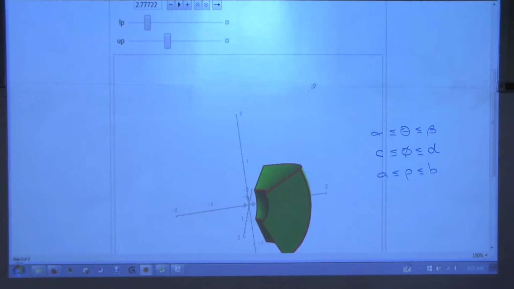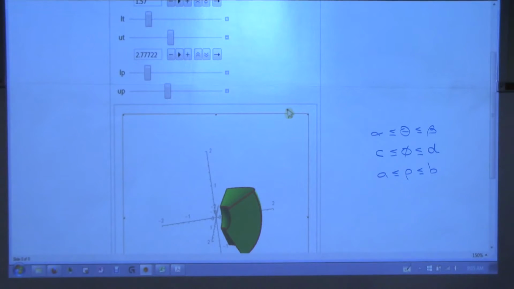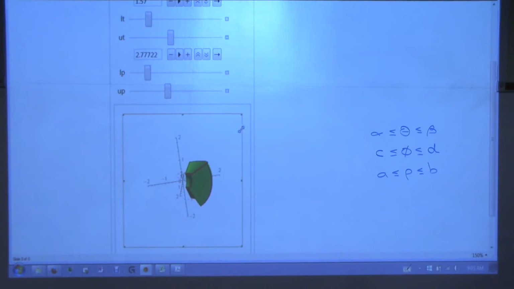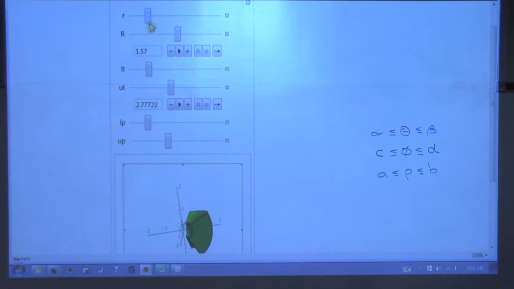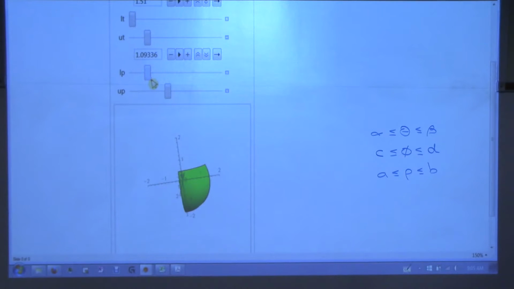Now I can adjust this, which I will, just to show you some different variations. Let me make this a little smaller so I can see what I'm doing. How about I let my radius go from the origin out. Okay, here's another region. Bring phi up a little bit there. And let me just swing this around so I can see what I'm doing.